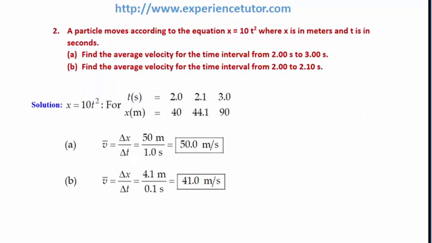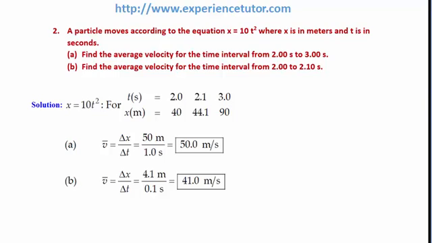Question 2. Particle moves according to the equation x is equal to 10t squared, where x is in meter and t is in seconds. A. Find the average velocity for the time interval from 2 seconds to 3 seconds. B. Find the average velocity for the time interval from 2 seconds to 2.1 seconds.